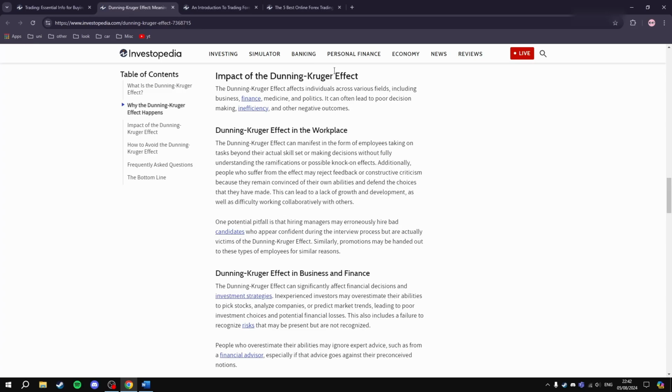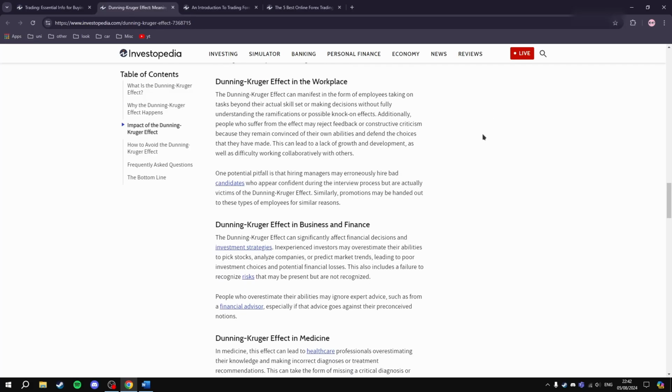Impact of the Dunning-Kruger effect. Dunning-Kruger effect affects individuals across various fields including business, finance, medicine, and politics. It can often lead to poor decision-making, inefficiency, and other negative outcomes. Dunning-Kruger effect in the workplace. The Dunning-Kruger effect can manifest in the form of employees taking on tasks beyond their actual skill set, or making decisions without fully understanding the ramifications or possible knock-on effects. Additionally, people who suffer from the effect may reject feedback or constructive criticism because they remain convinced of their own abilities and defend the choices that they have made. This can lead to a lack of growth and development, as well as difficulty working collaboratively with others.